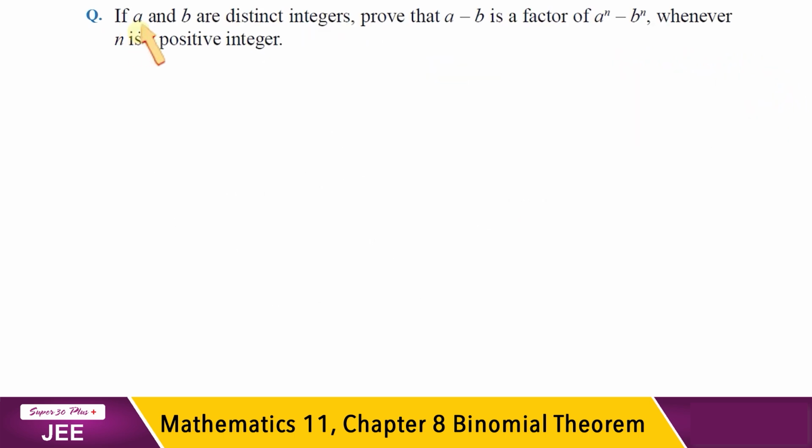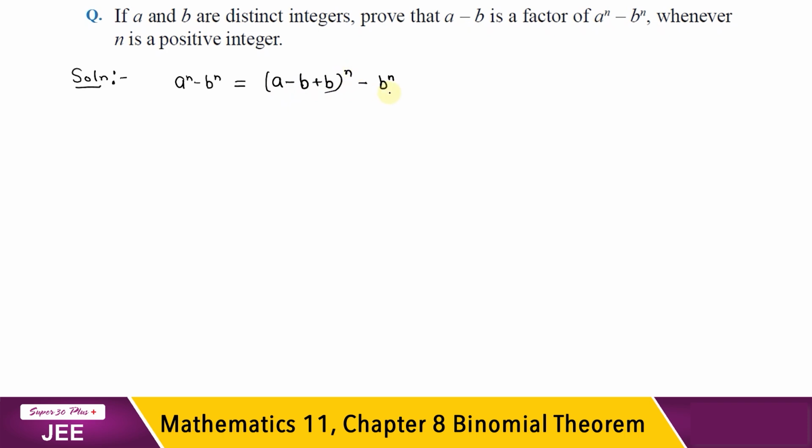Next question says, if a and b are distinct integers, prove that a minus b is a factor of a raised to the power n minus b raised to the power n whenever n is a positive integer. Based on NCERT, a and b are distinct integers and n is a positive integer, so a minus b will be a factor of a to the power n minus b to the power n. We can write down a as (a minus b) plus b. I think this is not going to make anyone worried, right? Because I have written (a minus b plus b) whole raised to the power n minus b^n.